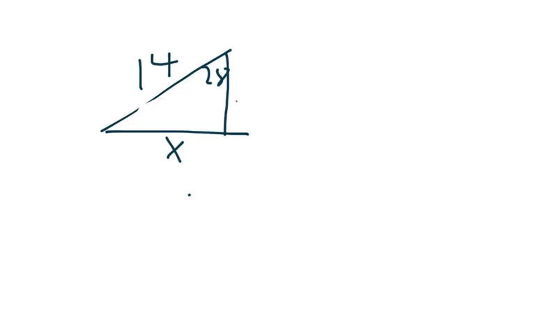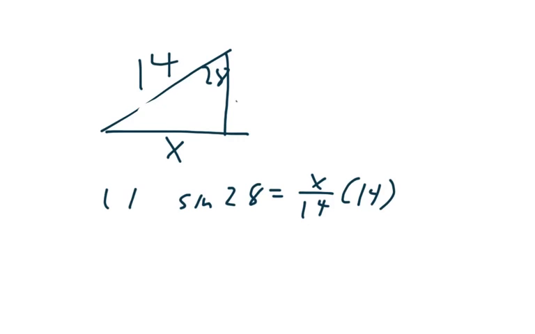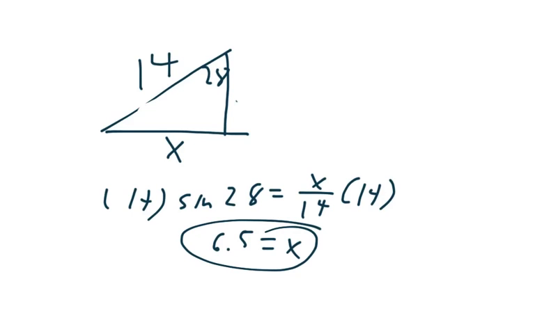So we're going to use the sine of 28 equals x over 14, and then multiply by 14. And 14 times the sine of 28 is 6.5. And that's my answer for 34.